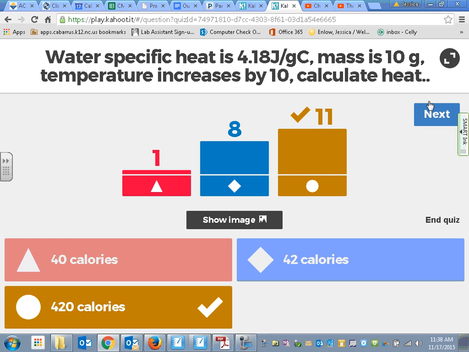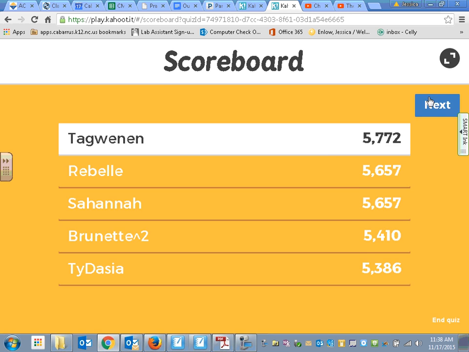So 1 calorie is 4.18 joules. So that actually should have been 100 calories. I was like, wait a second. My bad. That should have been 100 calories versus joules. I didn't change the units after I changed the question. But I'll give that one back to you.